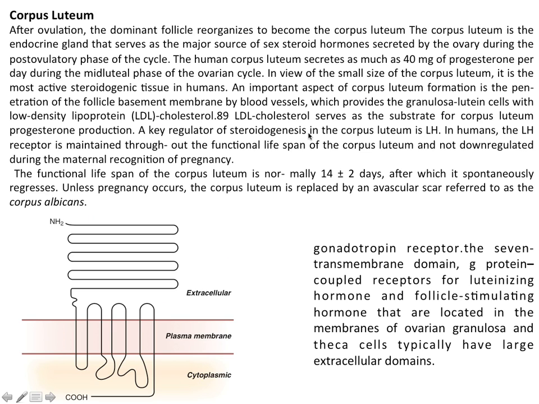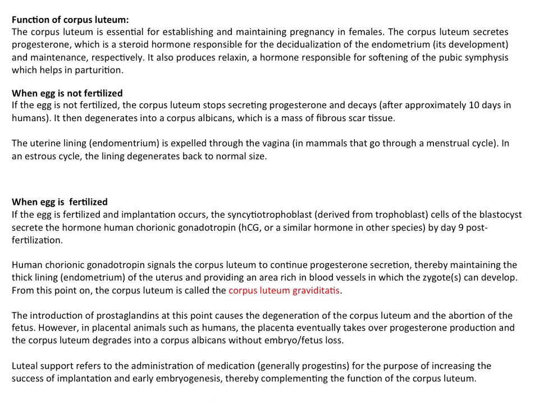Now the function of corpus luteum, as I already discussed: this corpus luteum is an important part of the ovary, and after the ovulation, corpus luteum actually acts as an endocrine gland, and it can maintain the hormonal level of progesterone and estradiol. When the egg is not fertilized, as I already discussed, it converts into the corpus albicans, and this degenerates and menstruation starts.